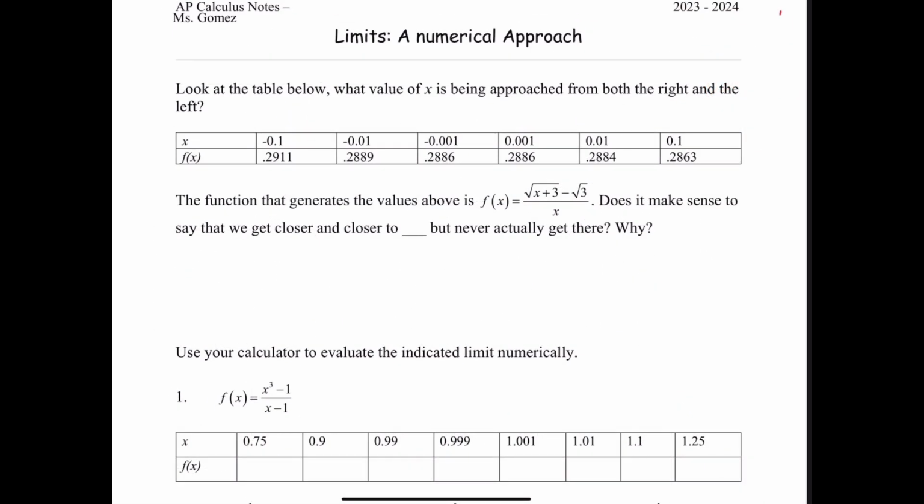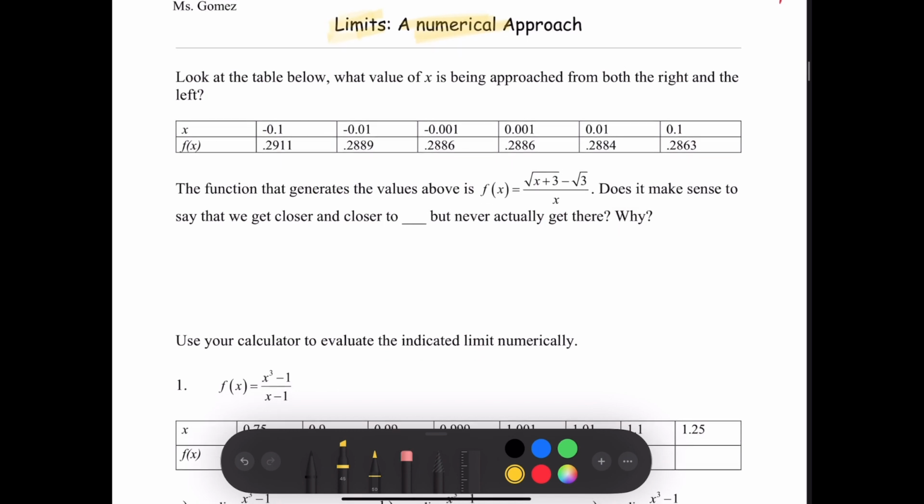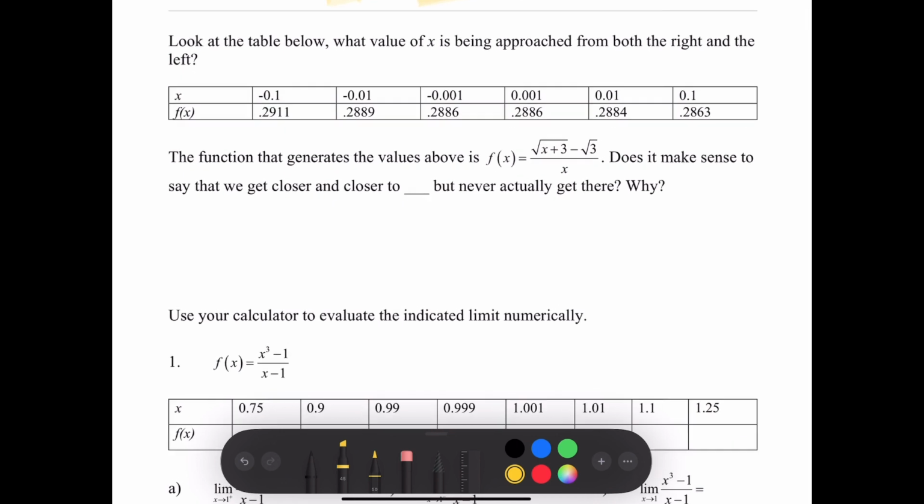So far, we've been observing the limit of functions on different graphs, right? Graphs, piecewise graphs. However, what would happen if I try to observe a limit and I'm not given a graph? Is there another way, another approach to observe a limit? And there is. Today we're going to talk about the numerical approach to finding a limit. So we're going to start by looking at the table below.